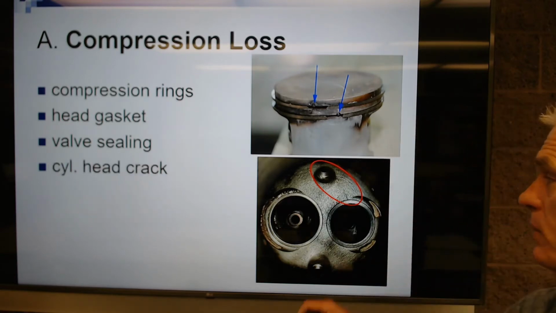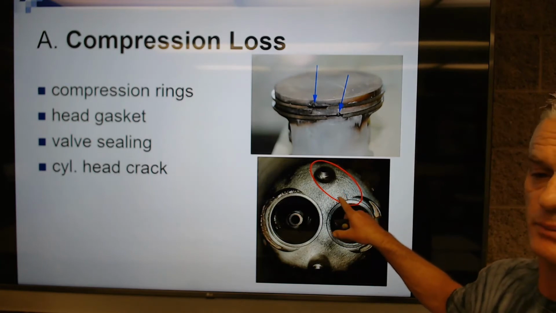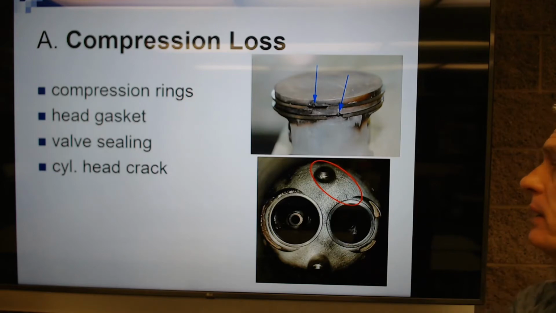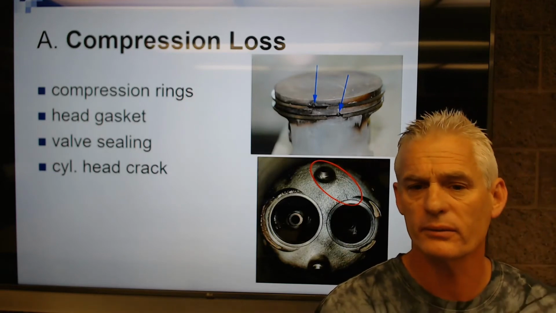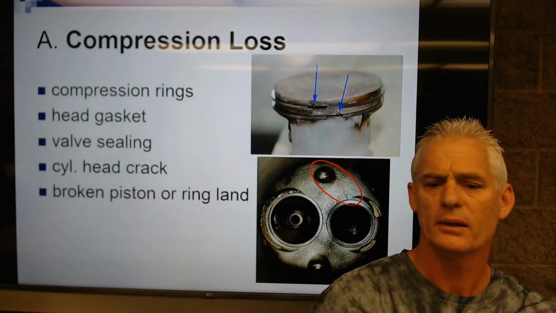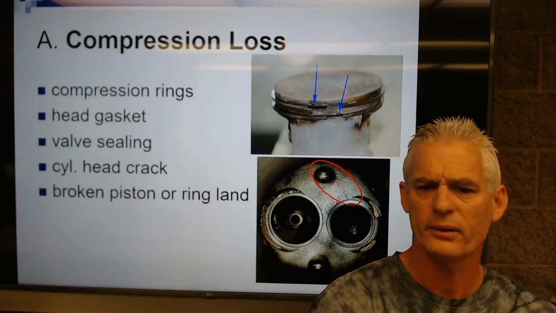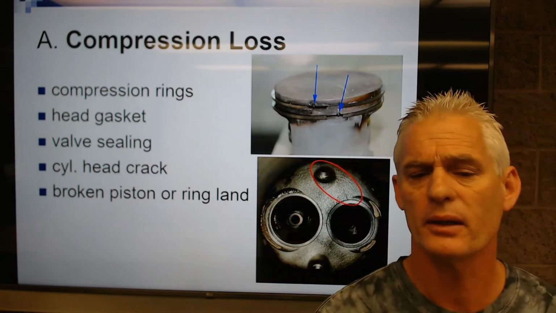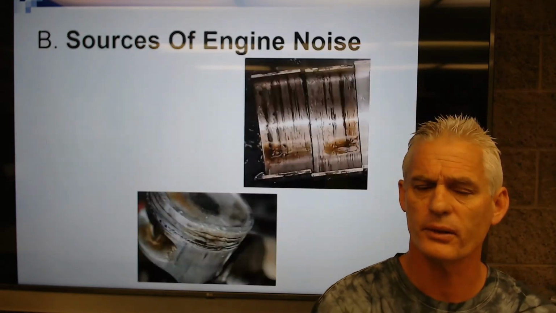A cylinder head crack like this one here can be a source of compression loss. Mostly it's usually a coolant loss into the cylinder, and then we start seeing white smoke out the tailpipe, but the cylinder head crack could be a source of compression loss. Broken piston or ring land, and that's really the same thing you've got up here on these rings that we were talking about when we mentioned the compression rings a moment ago.